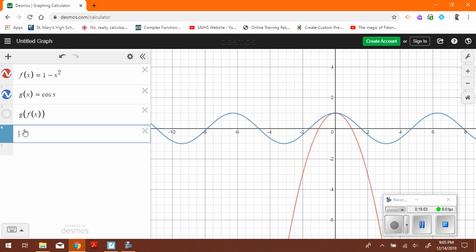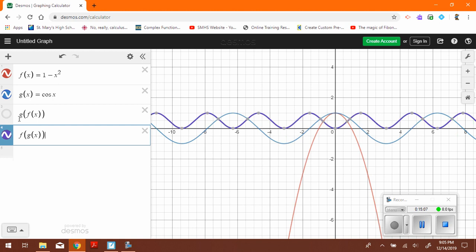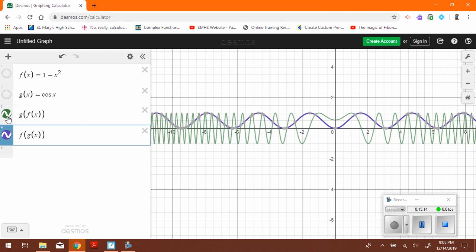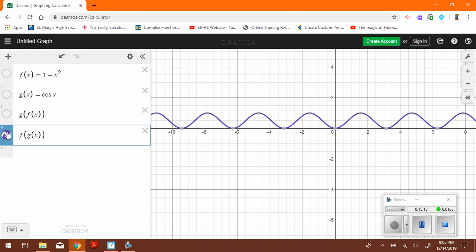Similarly, I could graph f of g of x, and we can see what it looks like too. It compares to totally different things than what happened there.